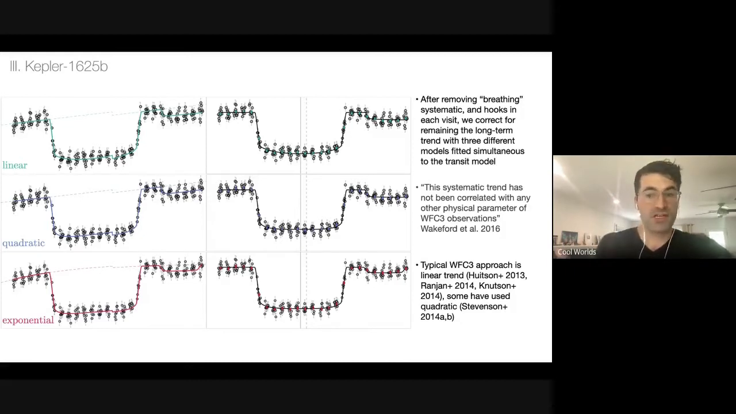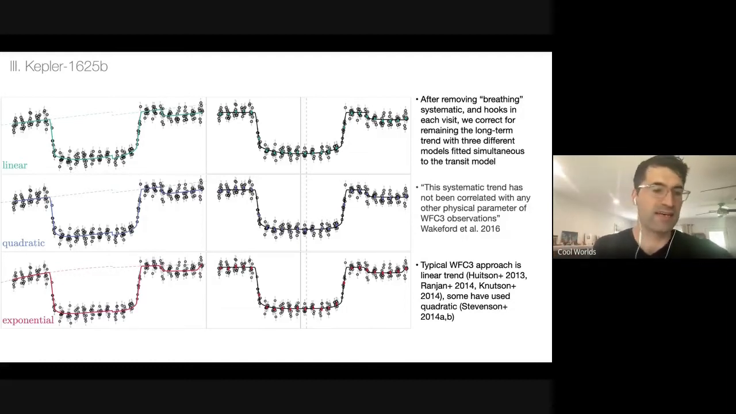So the most common approach for this is to use a linear trend. Most papers use a linear trend in the atmosphere community for doing this. So that's the top left. And if you use that correction, you can see on the right-hand side what you get. There's something pretty interesting going on. If you try a quadratic trend, you basically get the same thing.